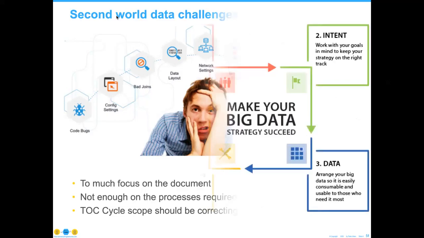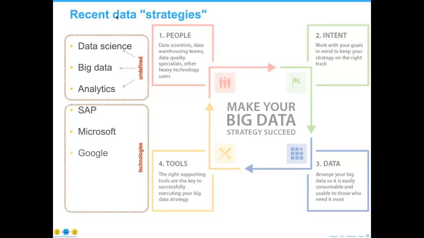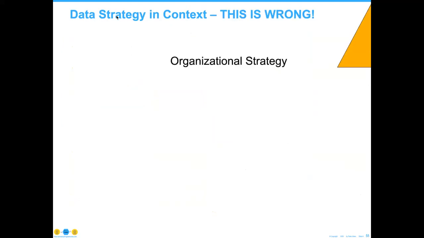When I've talked to organizations about strategies, the top three that are mentioned are, first of all, data science, big data, and analytics. Unfortunately, they are not well defined and consequently not certainly strategies. In addition, the next top levels that I get are strictly technologies: SAP, Microsoft, Google, Amazon, yes, they'll fix everything, but again, it's not. And let me draw the line even more clearly.